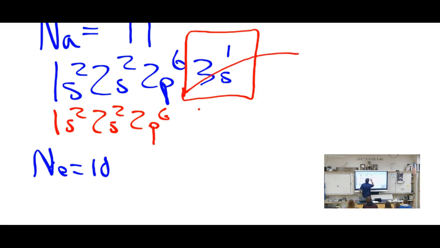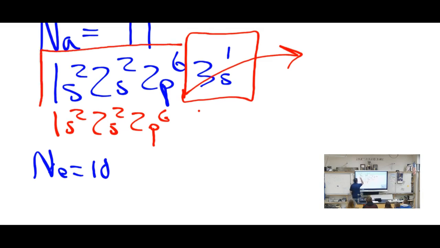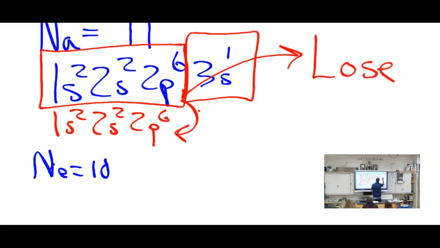If sodium can kick that electron out, then it becomes the same electron configuration as neon. And even though it isn't noble, it can pretend it is the rest of its life. Who's with me? Okay. So it is to the advantage of sodium to lose an electron. It's a metal. It's a loser.